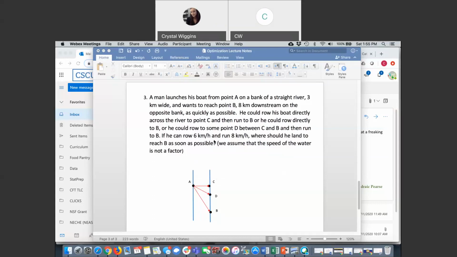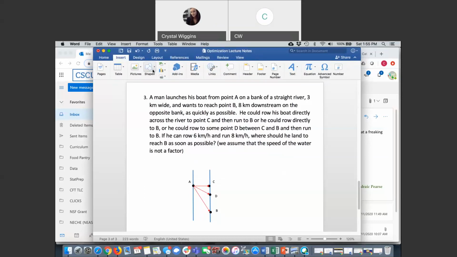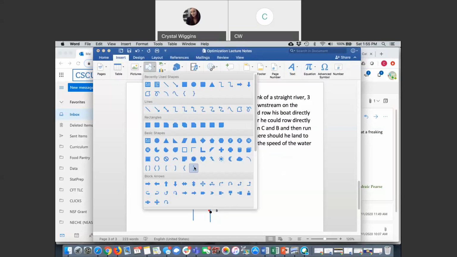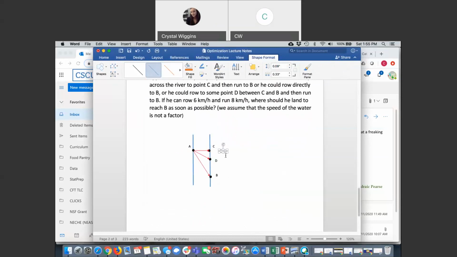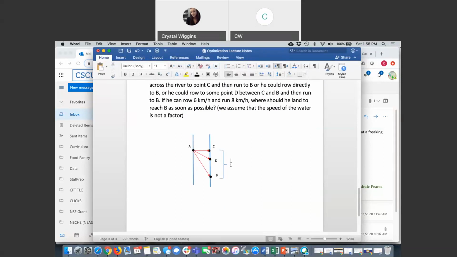So important things that we need to label in our picture is that from C to B is 8 kilometers. So we would want to label from C to B with 8 kilometers. So let me get a bracket tool here. Oh, what the heck just happened? Not what I meant to do. Okay. Oh, here we go. Okay, from C to B, we have 8 km. Bigger so we can see it. All right. C to B is 8 kilometers.